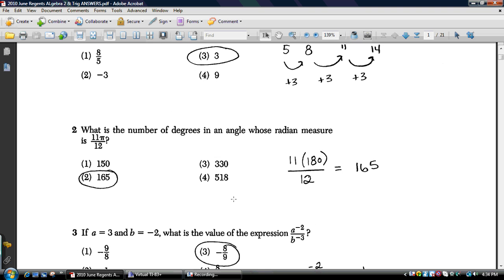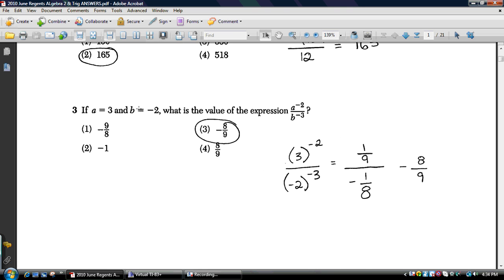It's easy. What's the number of degrees in an angle whose radian measure is 11 pi over 12? Well, I happen to take a cheap shortcut in that whenever I convert from a radian measure to a degree measure, I sub in 180 for pi, because that's how many degrees pi is in radians. So make a long story short, just sub 180 in for pi, and then reduce. That's 165.